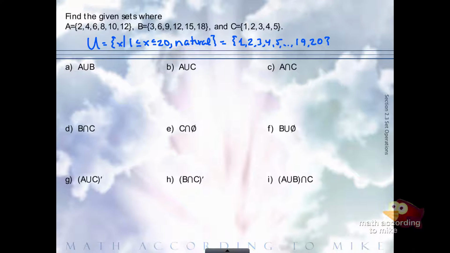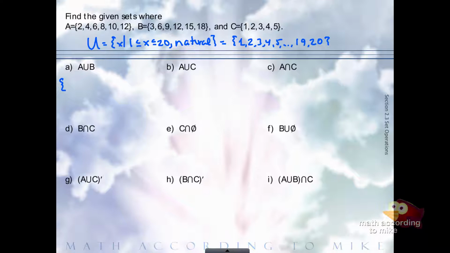Okay. So part A, we're going to union, which means put together sets A and B. So what are the elements if you were to put them both in one box? Typically, I like to write them in numerical order. You don't have to, but remember, if there's an element in both, you only need to write it once.